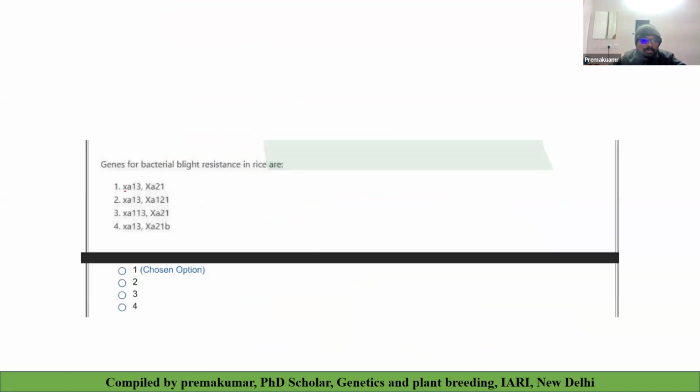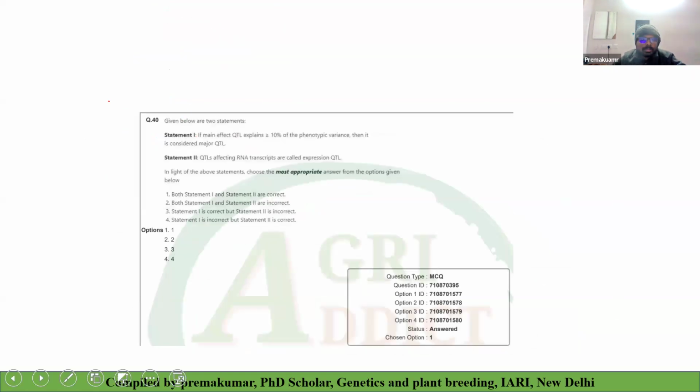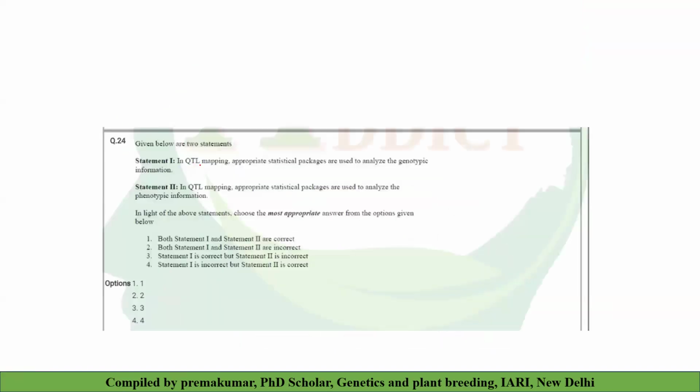Okay. Genes for bacterial blight resistance: Xa13, simple, Xa21. And the source also you should remember, IRBB. So IRBB source. Then the main effect QTL explains more than 10% of phenotypic variance, and QTLs affecting RNA transcripts are called expression QTLs. Both statements are correct. I think I have discussed it in our last class.